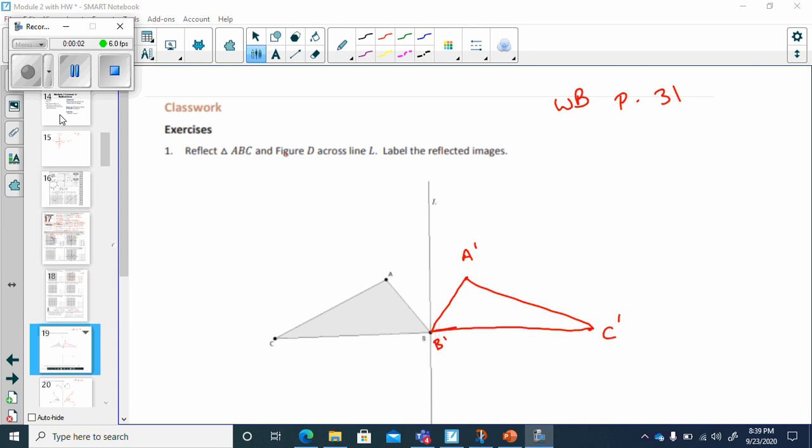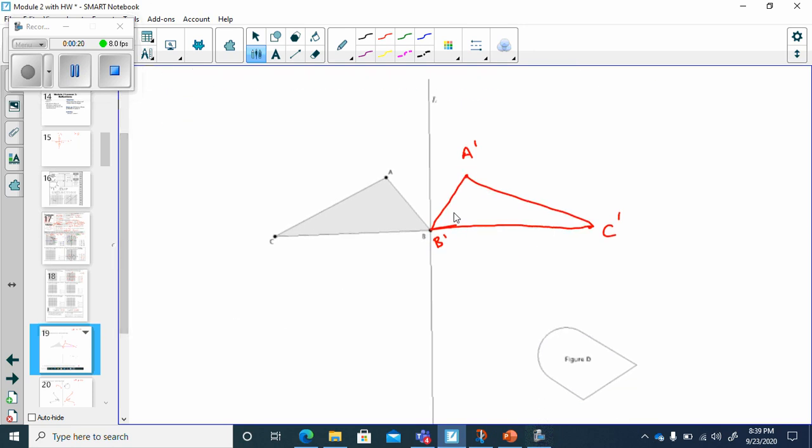This is the second part of Module 2, Lesson 3, where we're talking about reflections. This is in your workbook on page 31. It asks you to reflect this triangle, ABC, across this line here. We're not going to worry about figure D. We just want this one triangle. Notice, I've already reflected it for you.